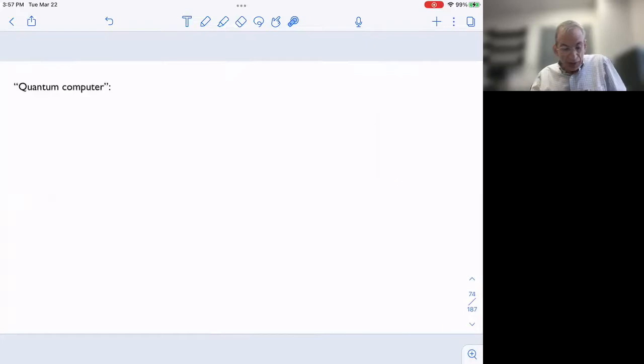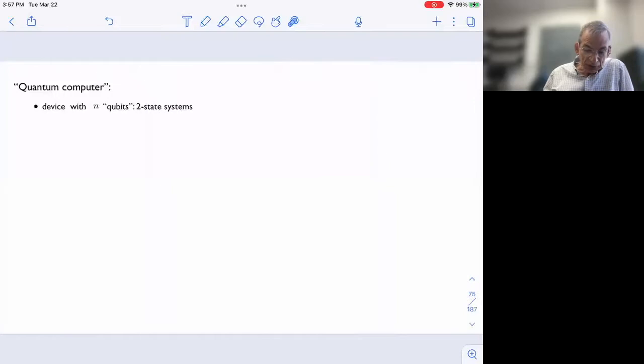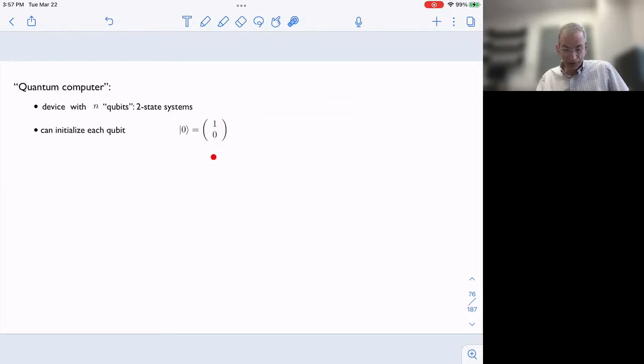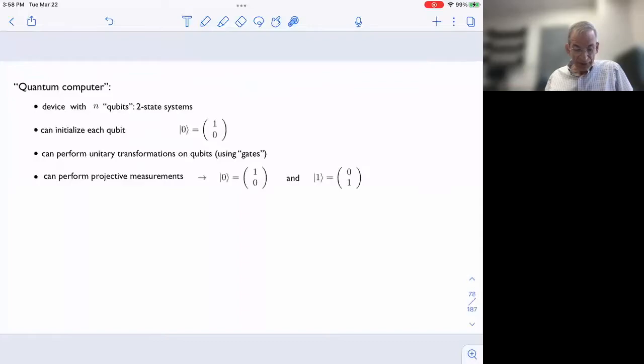So before I go on, let me define what I mean by a quantum computer. I think of it as a device with n qubits, and a qubit is just a two-state system, which can be realized in many different ways. Each qubit can be initialized in the state which I'm going to call |0>, which is just the state (1, 0). You can perform on this qubit unitary transformations using so-called gates, quantum gates. And at the end, you can perform projective measurements, which will project the qubits onto either the state |0> or the state |1>, which is the state (0, 1). These are known as the computational basis.